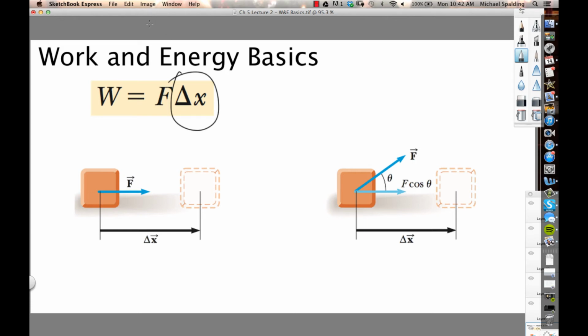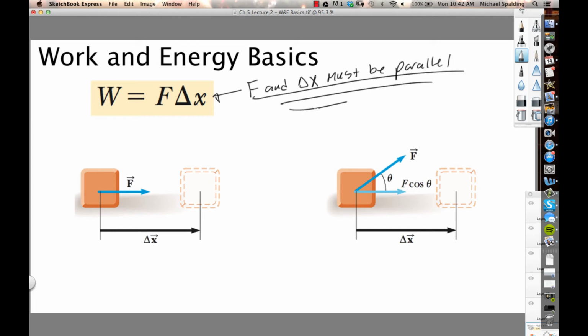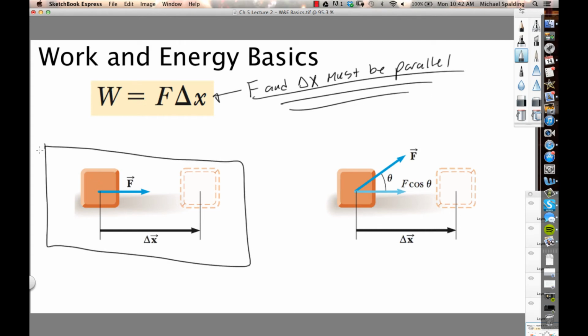Okay? In this equation, you have to know that force and displacement, these two must be parallel. F and delta x must be parallel. That's like huge. So for example, here on the left, this would be the easiest possible situation. What makes this situation really nice? Well, the force and the displacement are parallel. So if you wanted to find the work done by that force, all you'd have to do is multiply the force by the displacement, and you're money.